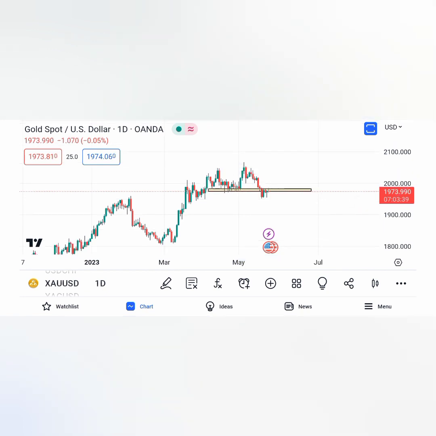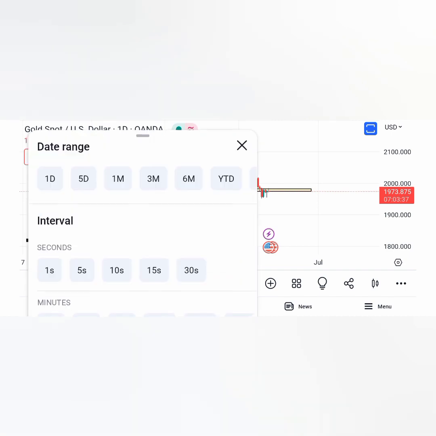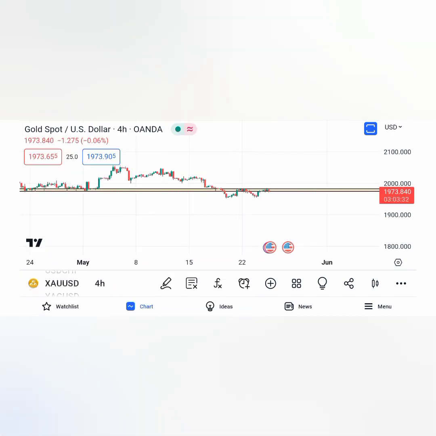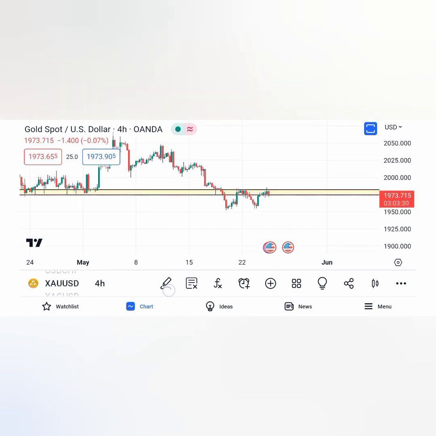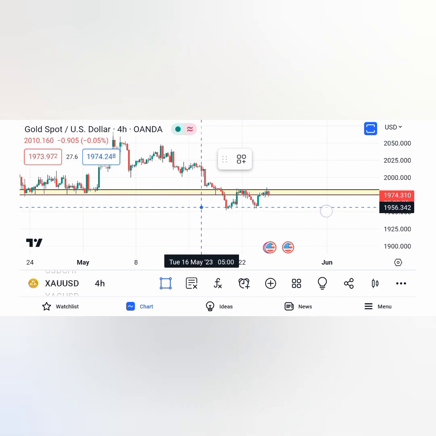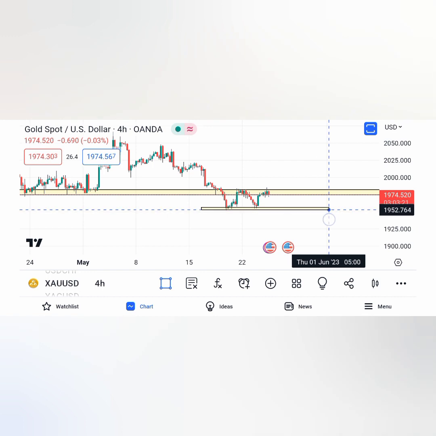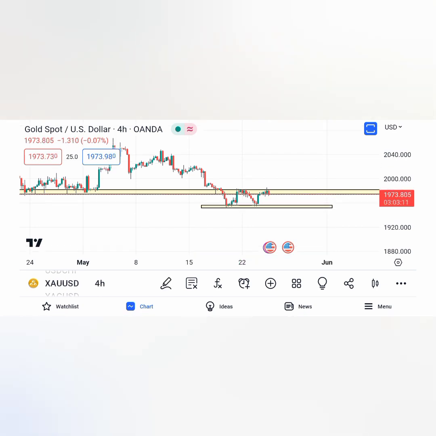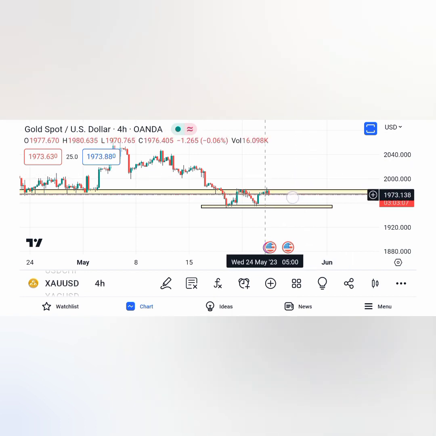So now let's move to the 4 hour time frame and see. On the 4 hour time frame too, we can spot a key level here. We can spot another key level here on the 4 hour time frame. So we also have this beautiful key level here. So now we can see that gold has gotten to this particular key level.